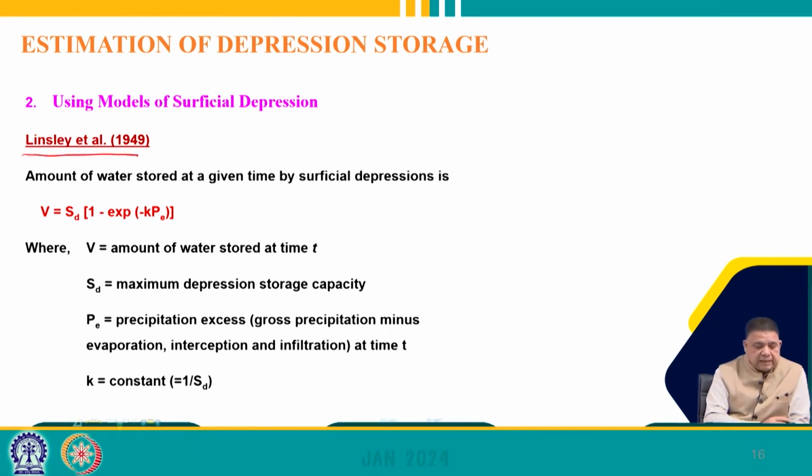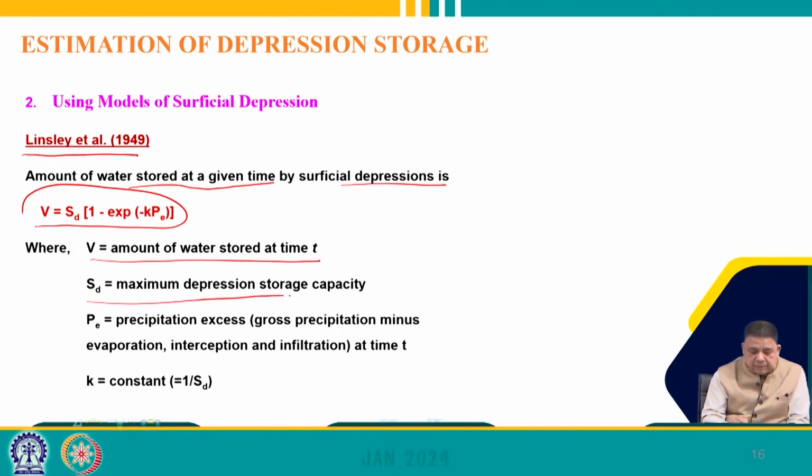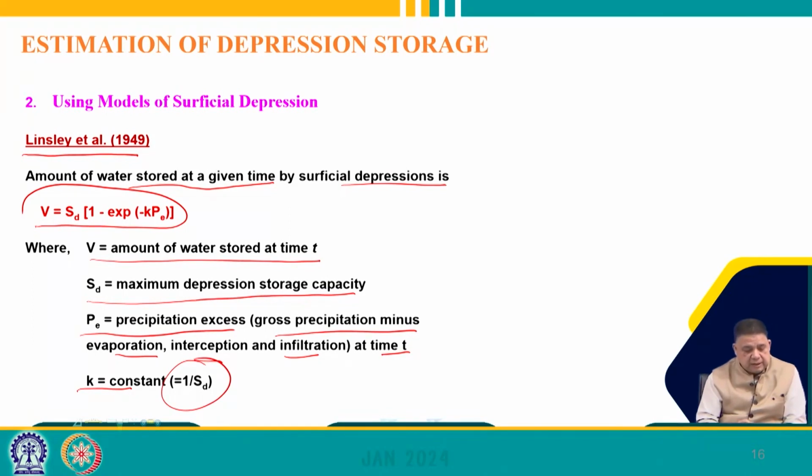The other way is using the models of superficial depression. One such model was given by Linsley in 1949, where the amount of water stored in a given time by superficial depression is given by this equation: V equals SD times (1 minus exponential of minus K PE), where V is the amount of water stored at time t, SD is the maximum depression storage capacity, PE is the precipitation excess, that is, gross precipitation minus evaporation minus interception minus infiltration at any time t, and K is a constant which is also expressed in terms of SD, the maximum depression storage capacity.